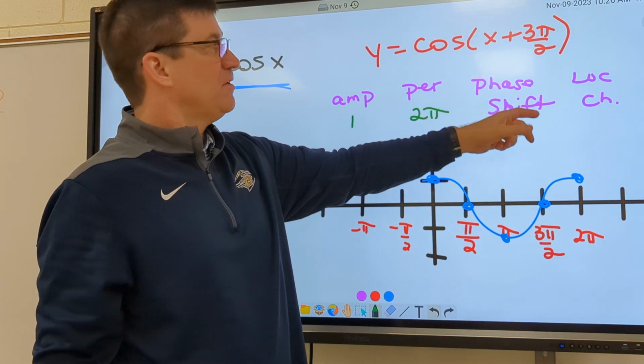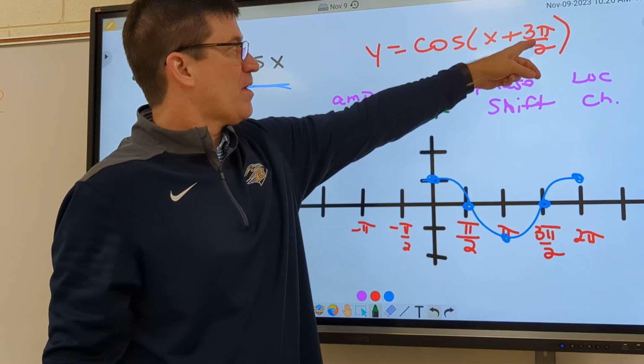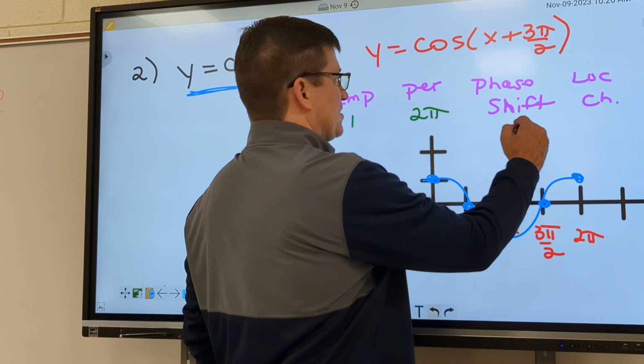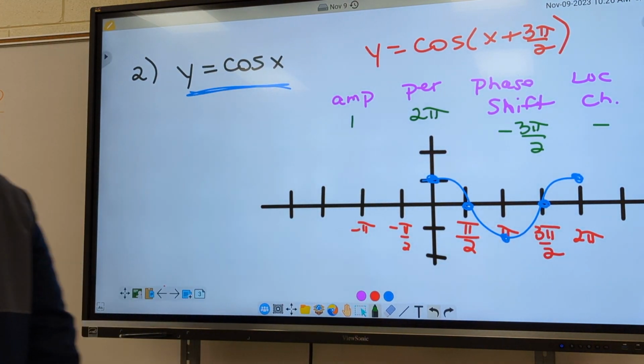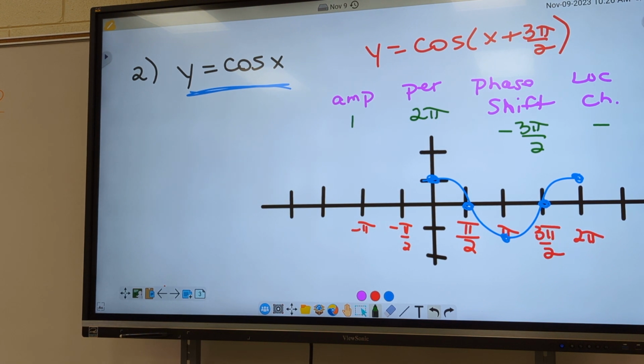Remember, on phase shift you flip the sign: negative 3 pi over 2, divided by 1, so that's negative 3 pi over 2, and there's no location change. That little thing right there isn't hard. The graphing is what's hard.